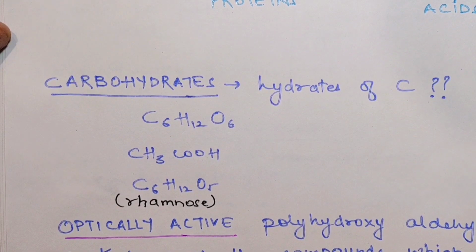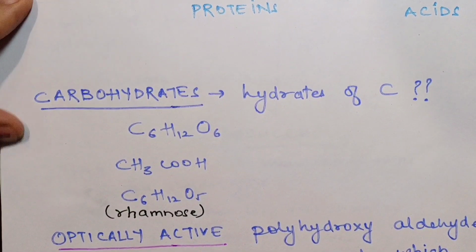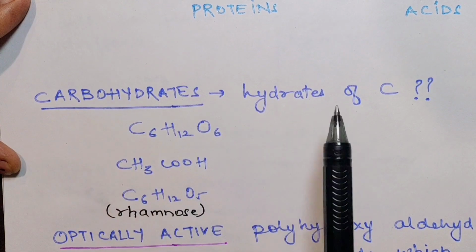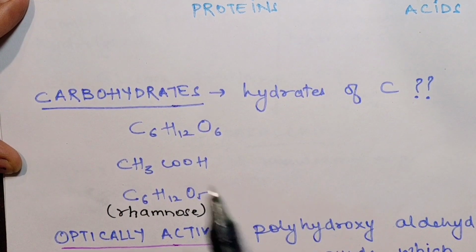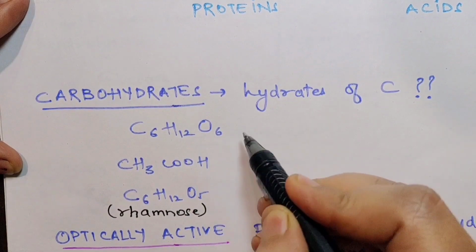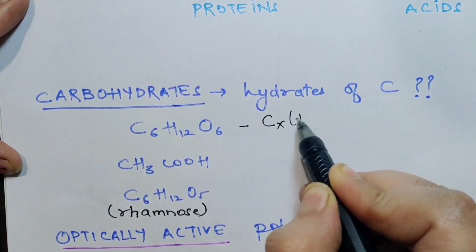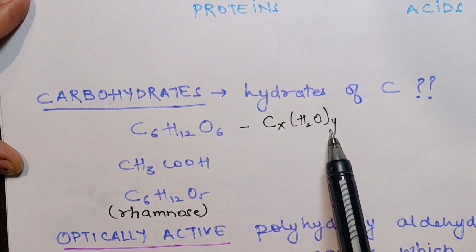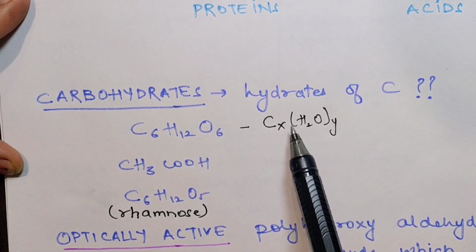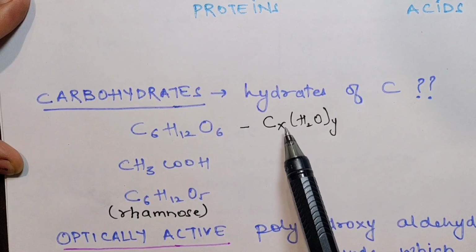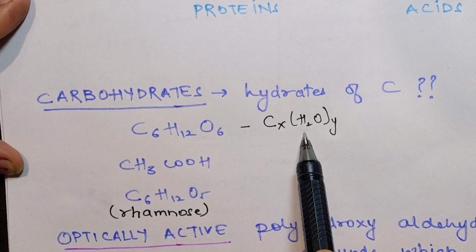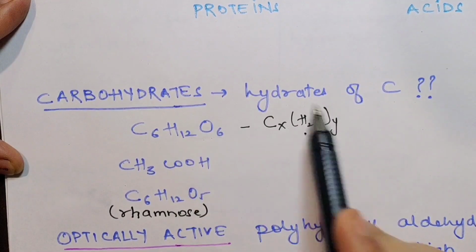First is carbohydrates. What are carbohydrates? Carbohydrates, as the name suggests, are hydrates of carbon. Really? Let's see. This is glucose. So is this really following this formula of hydrates of carbon, CxH2Oy? That means there are fixed molecules of water for fixed atoms of carbon. So yes, actually glucose is following this formula. Okay, it fits.